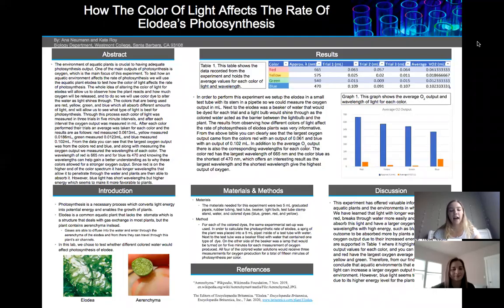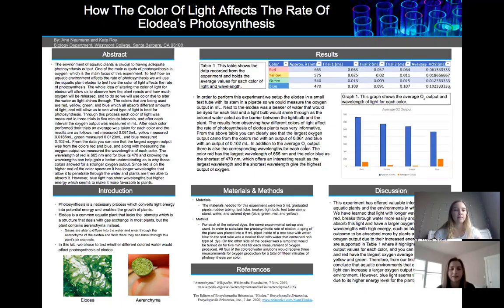The title of our lab is How the Color of Light Affects the Rate of Elodea's Photosynthesis. A little bit of background: this experiment is about the main environment of aquatic plants and how the environment is a crucial aspect to having adequate photosynthesis output.